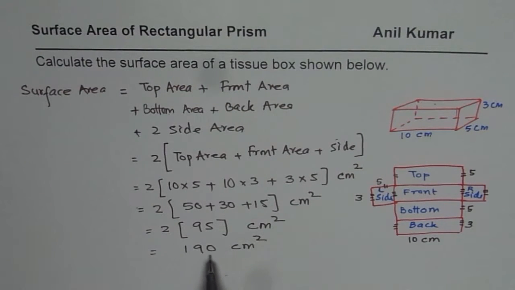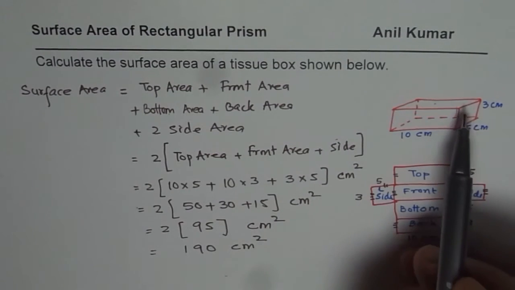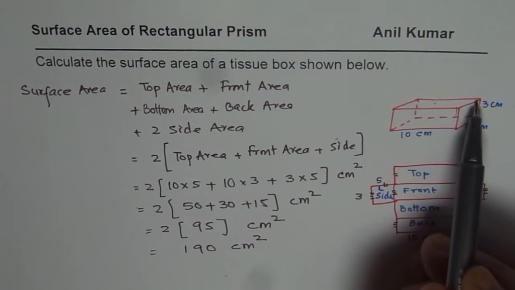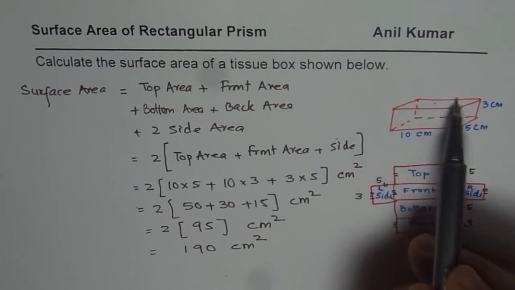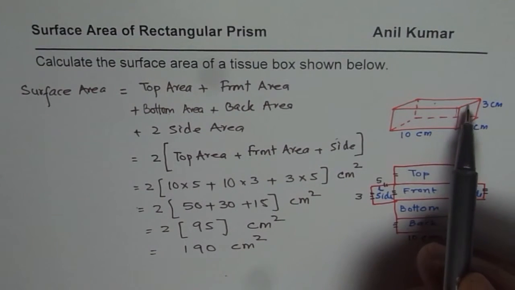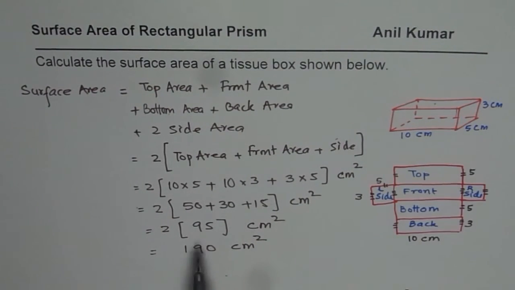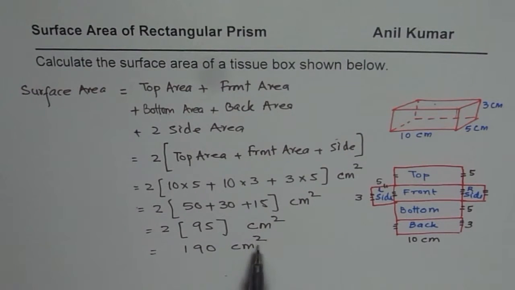Now you should also understand what it means. It means that if the tissue box is made up of paper, hard paper, then the quantity of paper required to make this box should have surface area of 190 centimeters square without any wastage, correct?